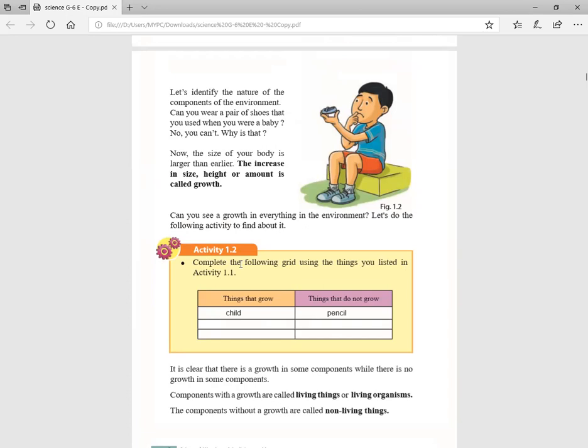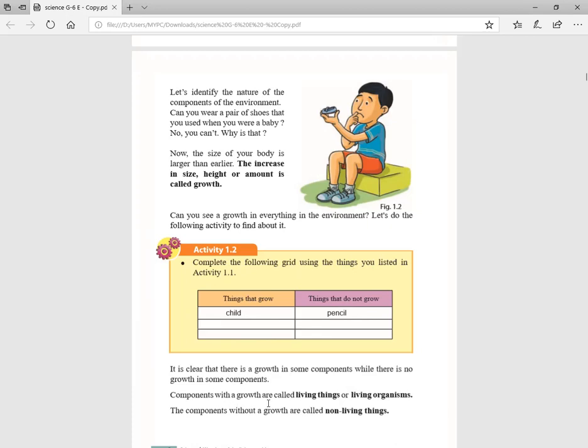Activity 1.2. Complete the following table using the things you listed in activity 1.1. Things that grow. It means child, trees, dog, and others. Things that do not grow. It means pencils, pens, and erasers. It is clear that there is growth in some components while there is no growth in some components.